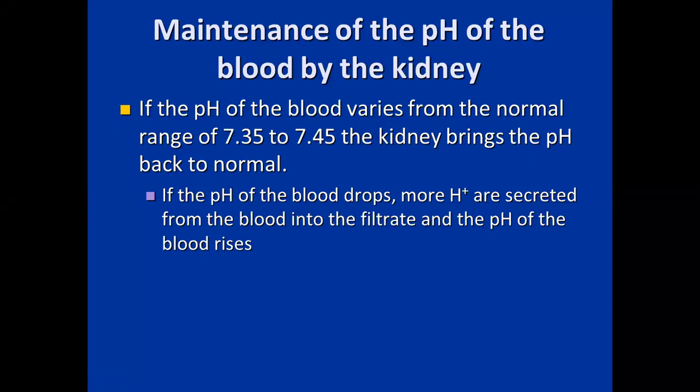Okay, so first of all, just maintenance of the pH of the blood by the kidney, which I know that I did speak about when we did the animation and just before the animation last lesson. So the pH of the blood varies between about 7.35 to 7.45, which means very slightly alkaline. Because remember that 7 is neutral. Anything above 7 is alkaline, anything below 7 is acidic. So it's a very slight alkaline.